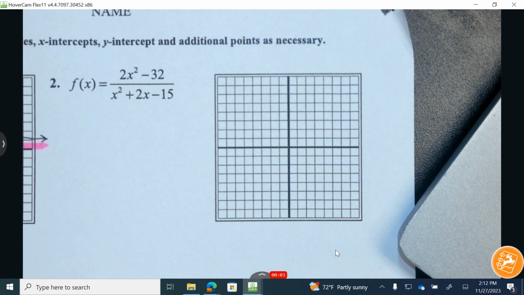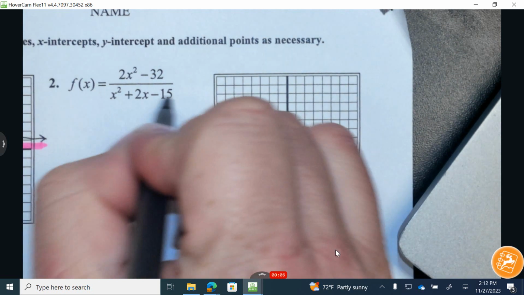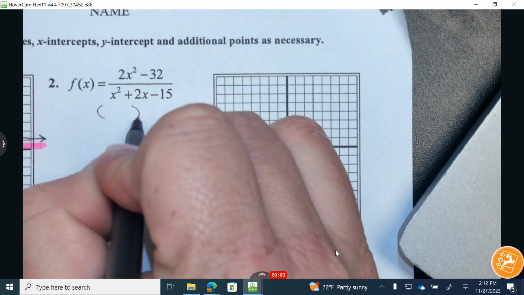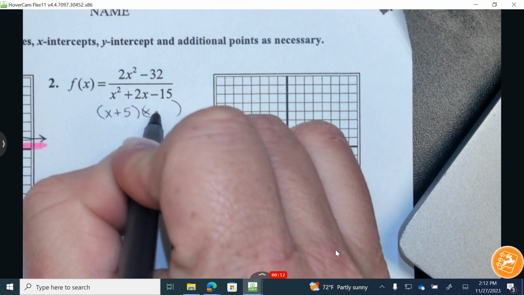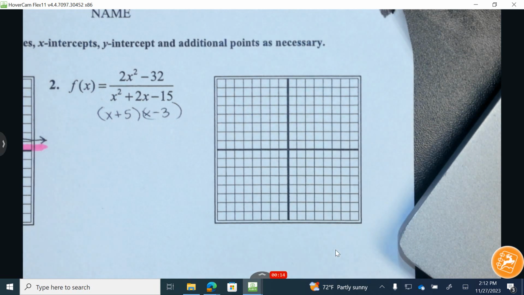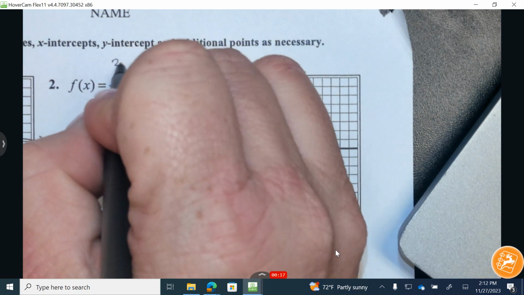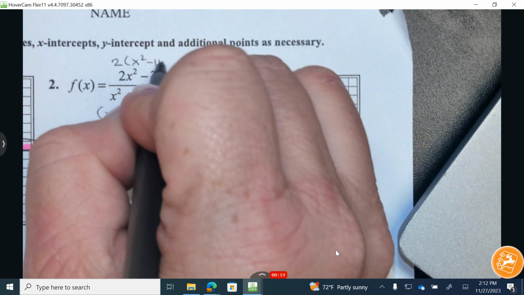Number 2 from rational functions. So first thing I'm going to do is see, can I factor the denominator? The denominator is going to factor into x plus 3, x plus 5, and x minus 3. And in the numerator, I can factor out a 2 to get x squared minus 16.